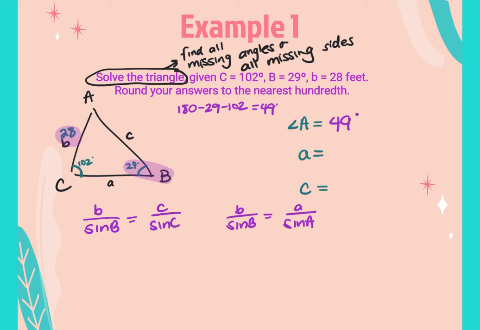After we found angle A, that's still the only complete ratio. Sometimes you have two complete ratios once you find angle A, but because that's information we found, I would always stick with what was originally given to you. So again, because we had both B's, that's what I'm using. So side B, which is 28, over the sine of 29 equals side C, which I don't know, over the sine of angle C, which is 102.